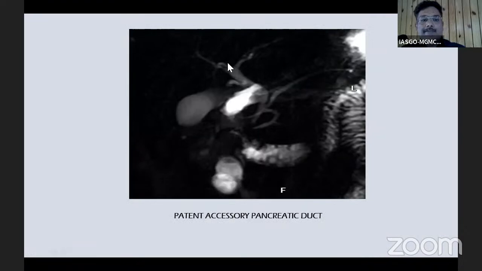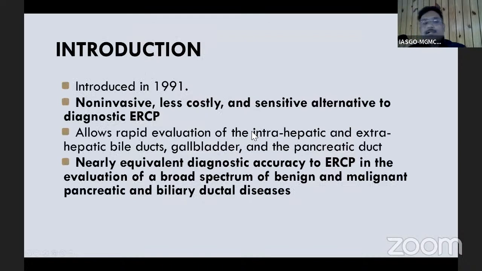Another variant, the trifurcation pattern, in which the right anterior sectoral duct, posterior sectoral duct, and left hepatic duct are forming the common confluence, and there is an associated pancreatic duct which is communicating with the MPD. MRCP is a non-invasive, less costly, and quite sensitive alternative to the diagnostic ERCP, and its diagnostic accuracy is nearly equivalent to that of the ERCP.